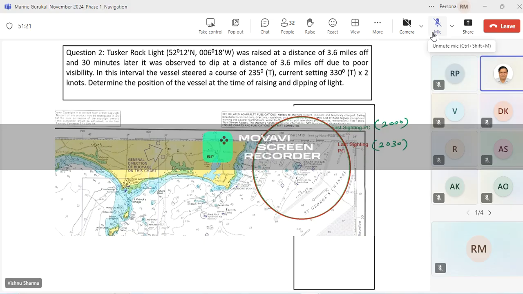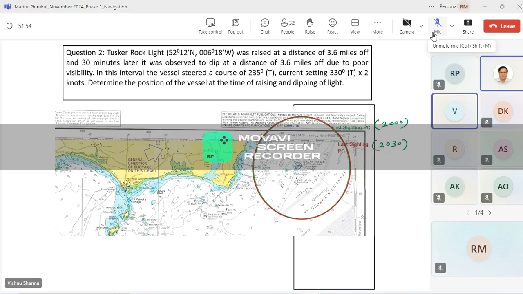And what do I have in the question? We have CTS, we have set, we have rate. Again, like the previous question, the speed can come from the remarks on top. Why? Because to complete the triangle, you need 4 elements. Unless you have 4 elements, you can't complete the triangle. So if the ship was at Tusker Rock, where would the ship be after half an hour? Will it be allowing for current or counteracting current, guys?